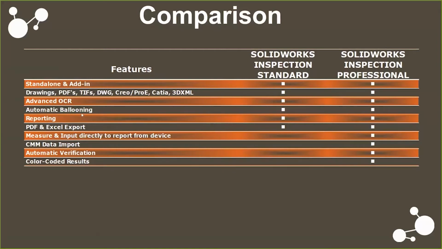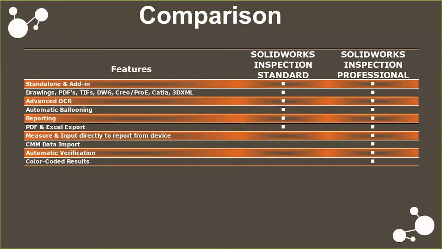Now, with that standalone unit, it does also come with advanced OCR. We'll see how that works. What that means is you can bring in a PDF document, and it's going to use optical character recognition to look at that data and then convert it into an actual value that goes into the report. We saw the automatic ballooning. Both versions of SOLIDWORKS Inspection come with the automatic ballooning and reporting, and you saw that you can export to PDF and Excel. So both versions of the software have all those capabilities.